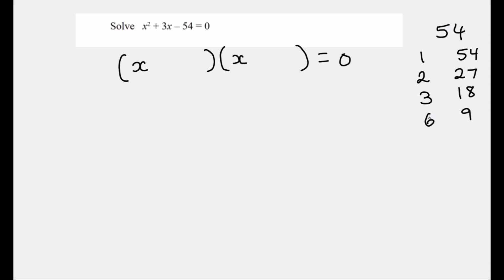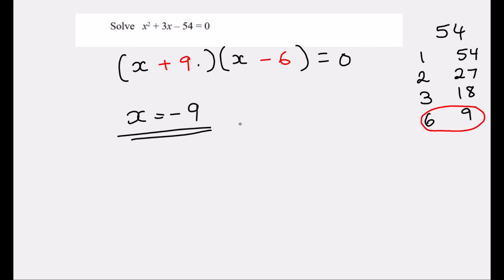So they're all the factors. They're all the possible options. How can I get a 3? It's going to have to be the 6 and the 9. A plus 3 is going to have to be plus 9, take away 6. Or negative 6 plus 9, either way around. So what are the answers? Either the first bracket is 0, or the second bracket is 0. So what does x have to be for the first bracket to be 0? x would have to be negative 9. What does x have to be for the second bracket to be 0? x has to be 6. So x can be negative 9, or x can be 6.